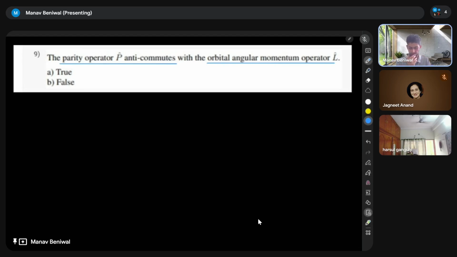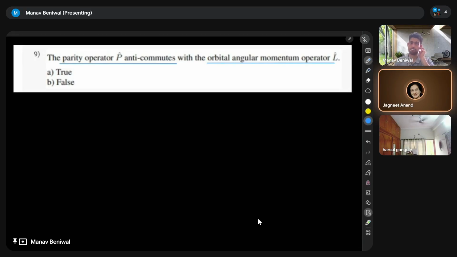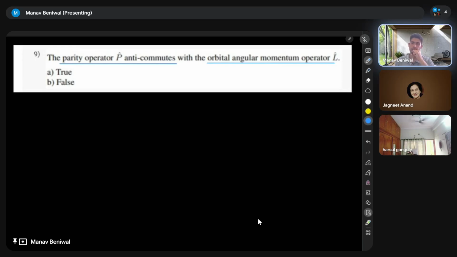True? False? You can take a guess. Since L is a vector quantity, the parity operator should change the sign of L.